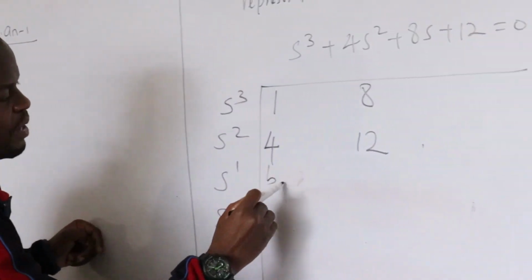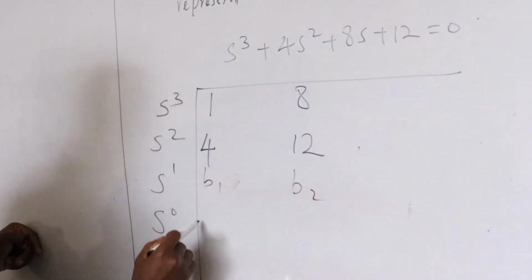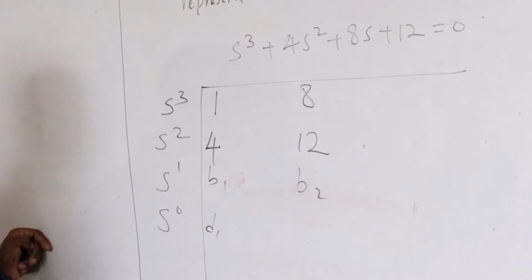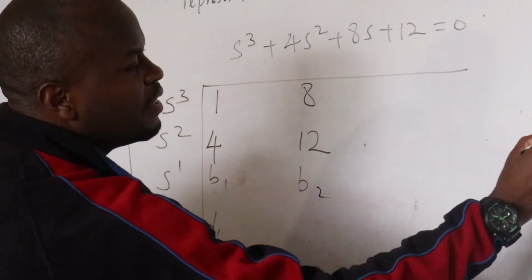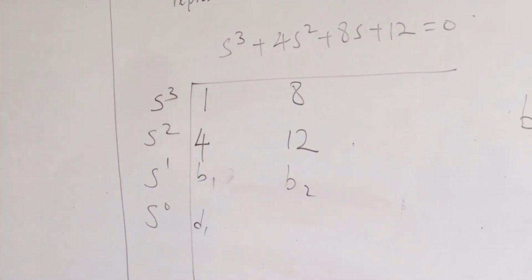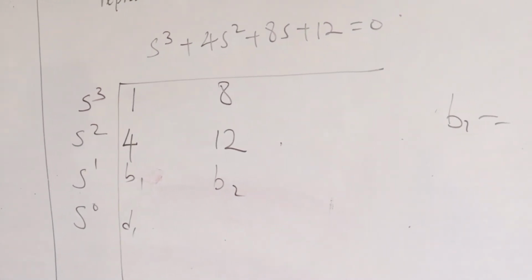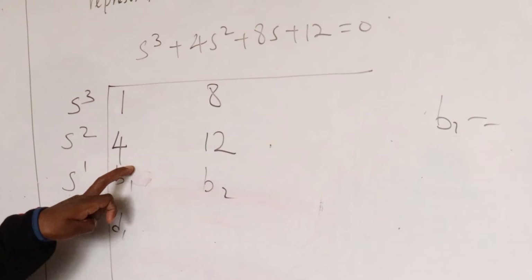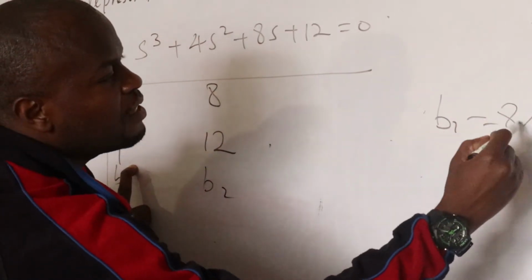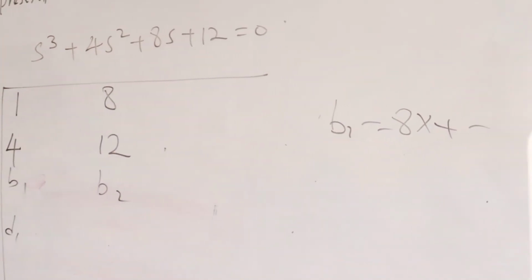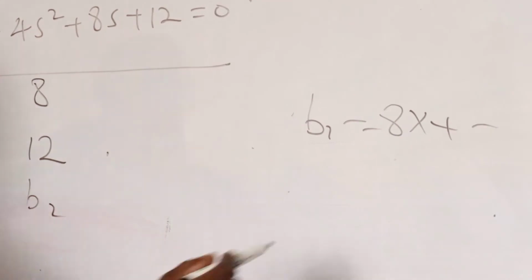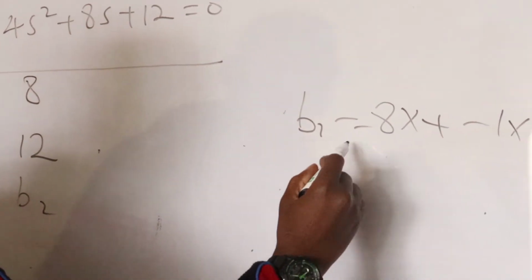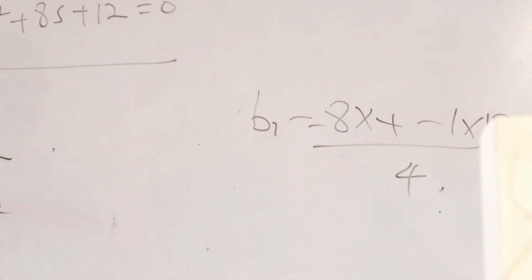You can call that one B1, B2, maybe D1, right? Then you say B1 is equal to 8 times 4 minus 1 times 12, all over 4. And what is the answer?